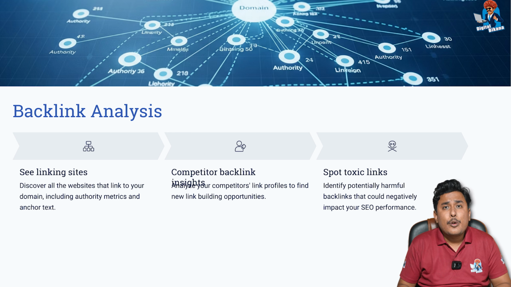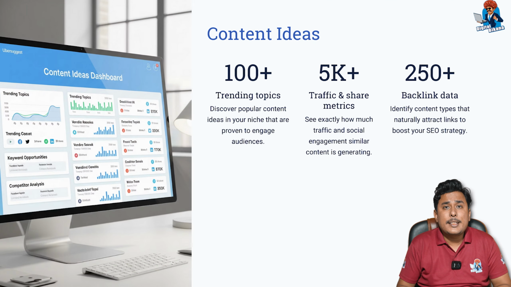Backlink analysis shows who is linking to your website and to your competitors. It helps identify link building opportunities and find harmful links that should be removed. Ubersuggest suggests content ideas by showing high-performing articles related to your keywords. It includes estimated traffic, backlinks and social shares to help you create content that works.